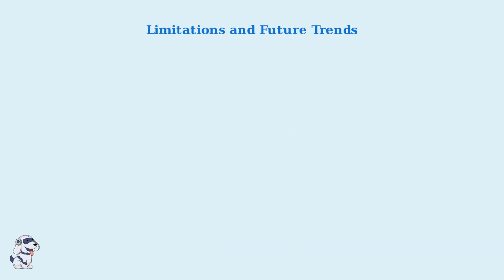Neural networks are powerful tools, but they come with significant limitations. Understanding these challenges helps us appreciate current research directions and future possibilities in artificial intelligence. First, let's examine 3 major limitations that researchers and practitioners face when working with neural networks today.